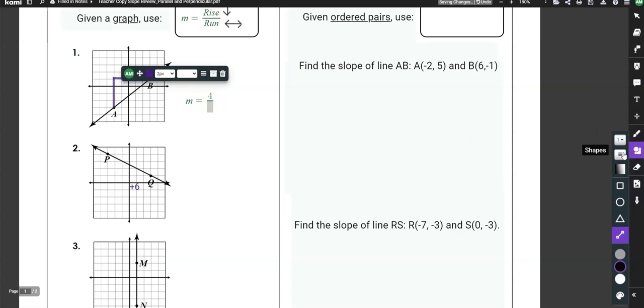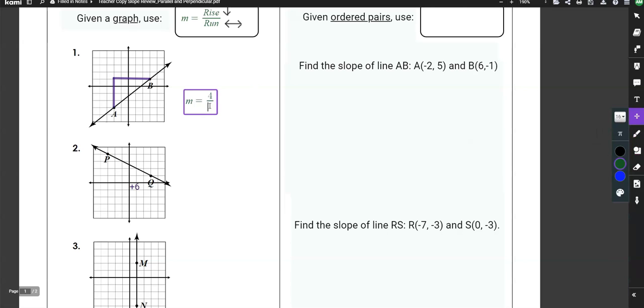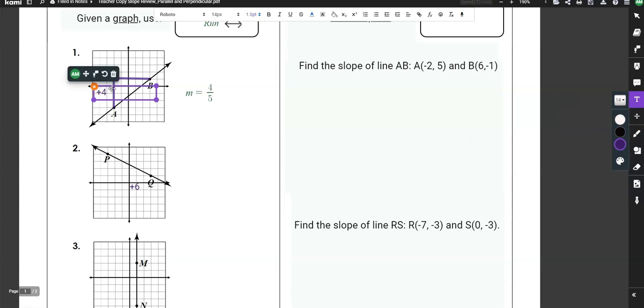Let me do this a little bit differently. Here we go. 1, 2, 3, 4, 5 units to the right. So when we move 5 units to the right, we have 4 units up. That means our slope of this line is going to be 4 over 5. And what you can also do is remind yourself by putting a plus 4 and a plus 5.